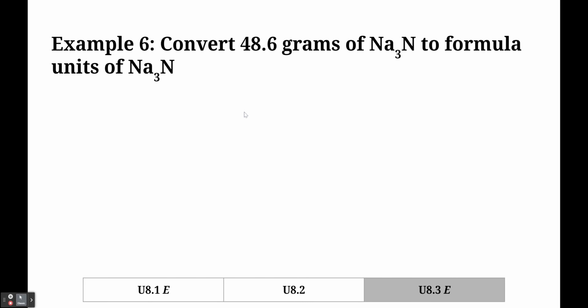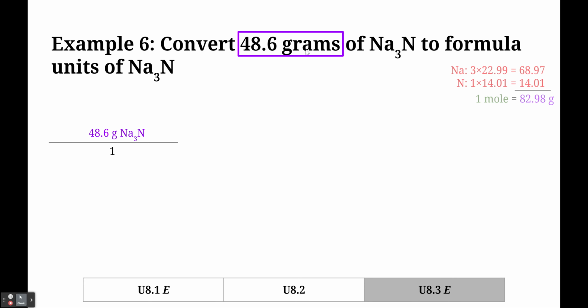All right, to get started on this one, we're starting with grams. Again, I see grams, so I know I'm going to need my periodic table. So I use my given unit over 1, so 48.6 grams over 1. Then I find my compound mass, so Na3, N1, add it up, and I get a total mass of 82.98. So that's what I'm going to use to get to moles, but I don't want to end in moles.